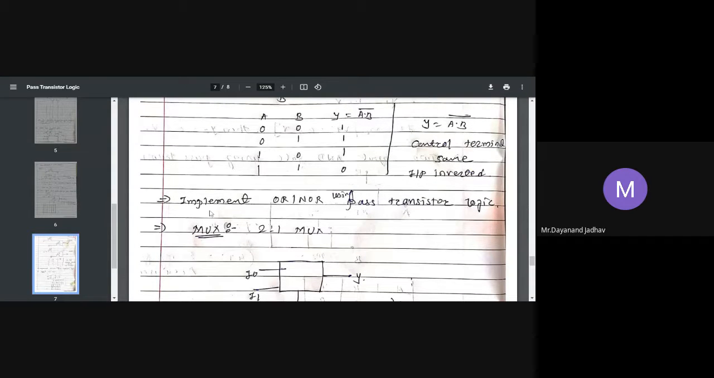Take this for homework: implement the OR gate using pass transistor logic, and implement the NOR gate using pass transistor logic using NMOS. Then we'll discuss the multiplexer.